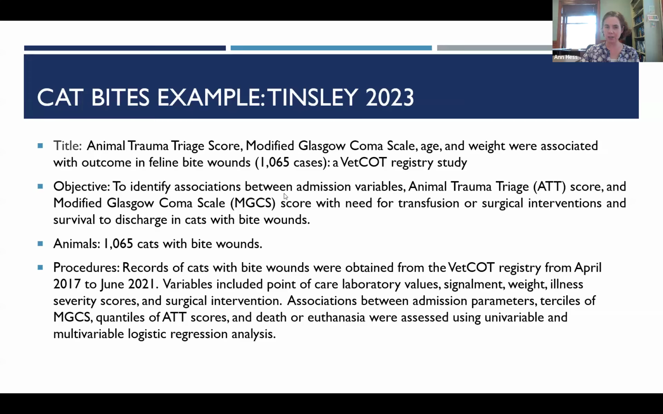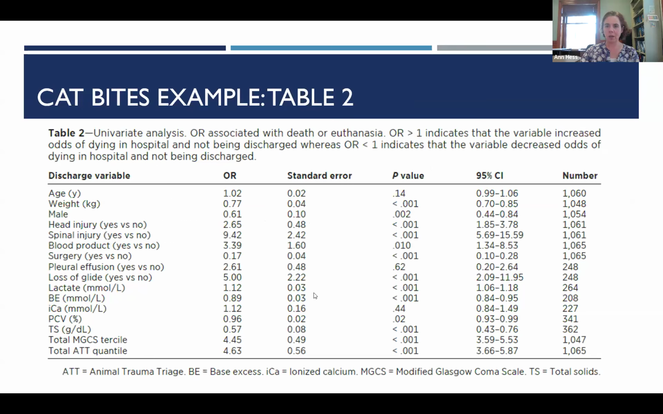So their goal was to identify associations between admissions variables, all these various predictor variables, with survival to discharge in cats with bite wounds. So all 1,065 cats in this observational study had experienced a bite and had been brought to a vet hospital. Could have been CSU Vet Hospital or another member of this group. So the animals are 1,065 cats with bite wounds. Okay, then they're telling us more. I don't think we need this for what we're going to do. Okay, so what they did in this and what's presented in this table is they did a whole bunch of univariate logistic regressions.